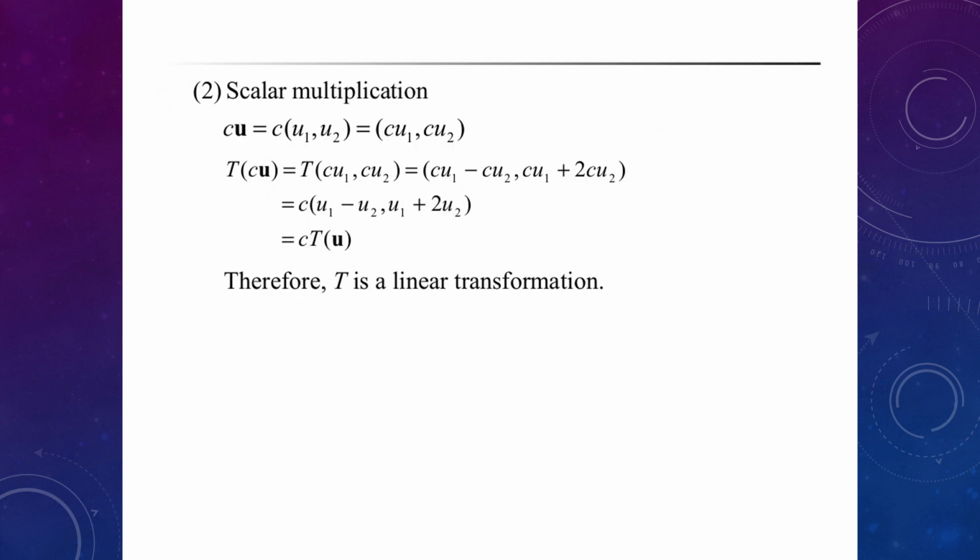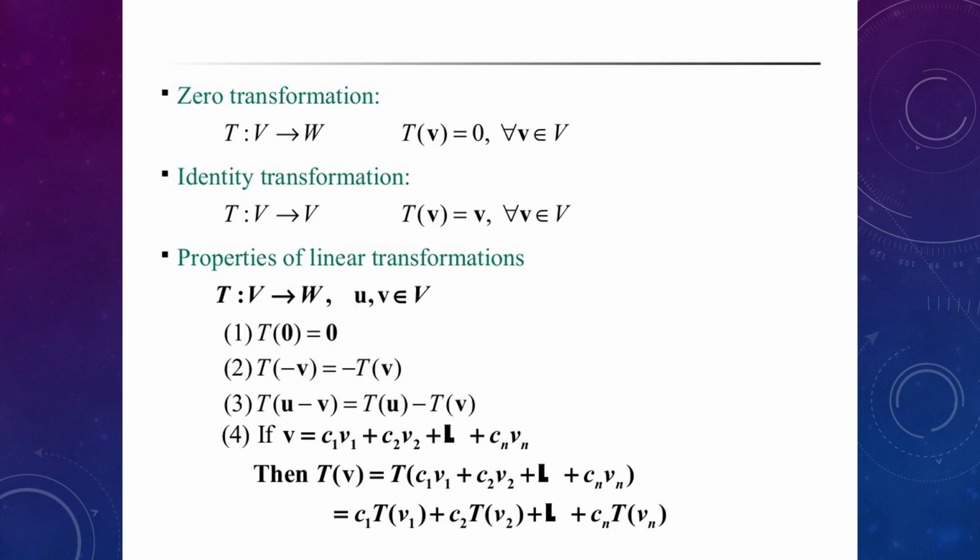Scalar multiplication: cu equals c(u1, u2) equals (cu1, cu2). T(cu) equals T(cu1, cu2), which equals (cu1 minus cu2, cu1 plus 2cu2), which equals c T(u). Therefore, T is a linear transformation.